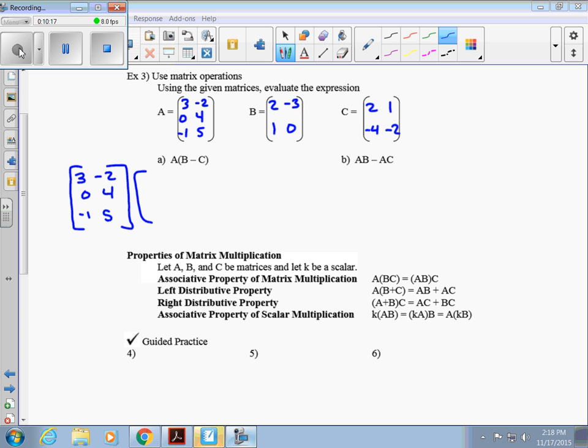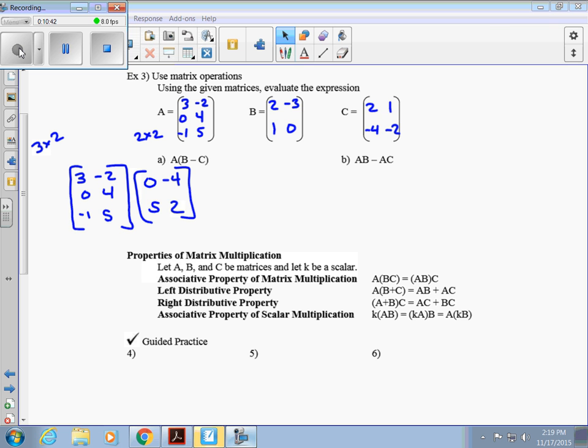And then we can do B minus C in our head. So 2 minus 2 is 0. Negative 3 minus 1 is negative 4. 1 minus negative 4, that's 1 plus 4, which is 5. And 0 minus negative 2, which is 0 plus 2, which is 2. So this matrix is a 3 by 2 matrix. This matrix is a 2 by 2 matrix.